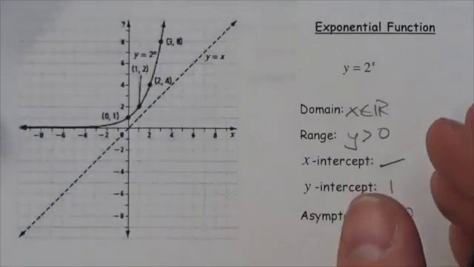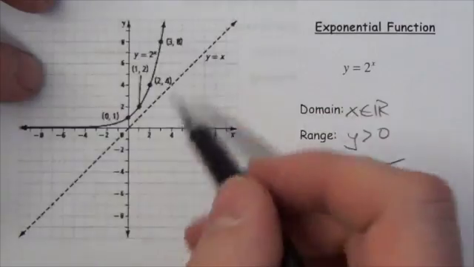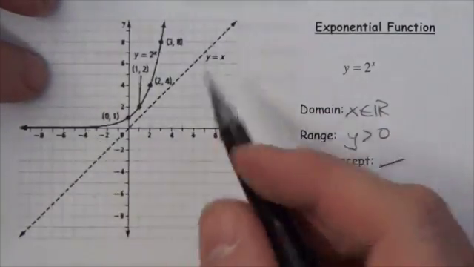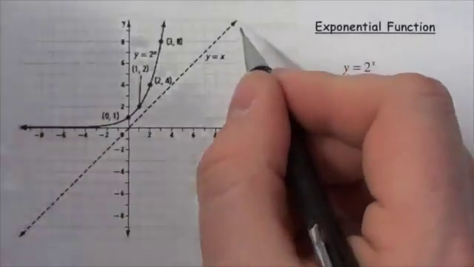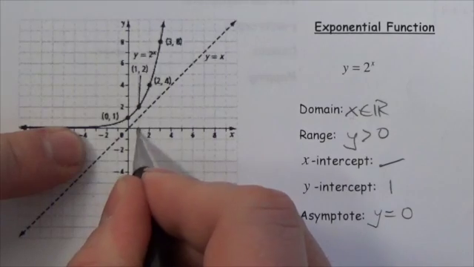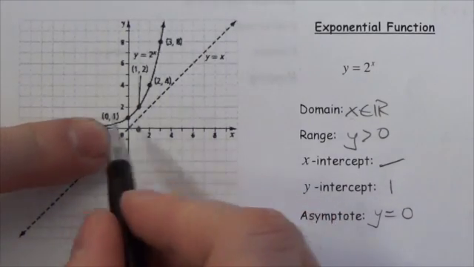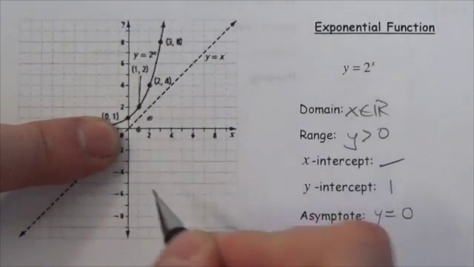Now, let's figure out what the log function does. Well, the log function is the inverse of this, which means it's the reflection over this line here, y equals x. So the point 0, 1 is going to become the point 1, 0. Okay. The point 1, 2 is going to become the point 2, 1.